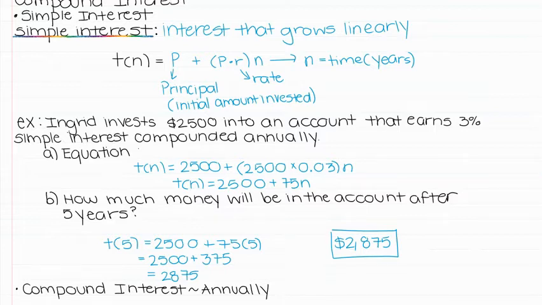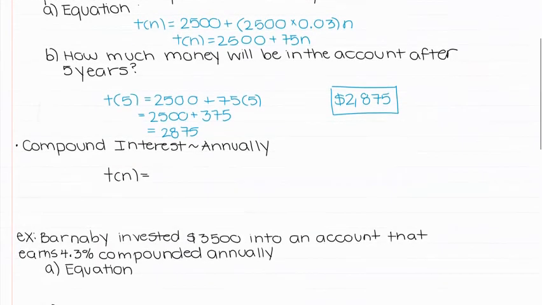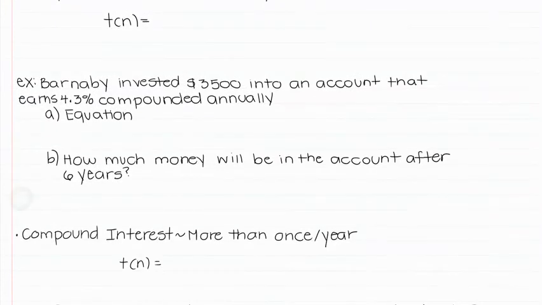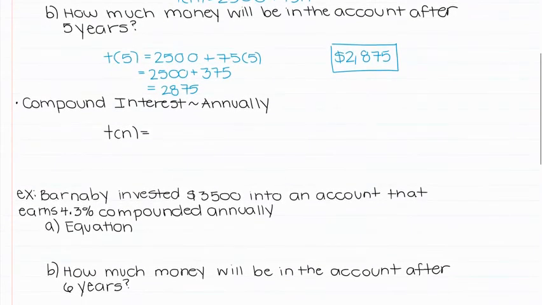So now for the rest, we are going to be looking at compound interest. So compound interest is all exponential functions, but we are going to be looking at compound interest annually and then also compound interest more than once a year. So first we'll look at compound interest annually. So the function for this is T of n equals P times 1 plus R to the n power.